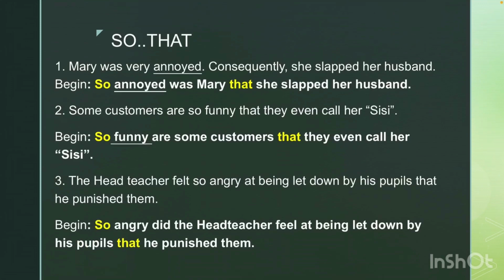So in short here you are going to do an inversion. So annoyed was Mary. Not so annoyed Mary was. It's an inversion. So you are starting from adjective, then you go to the auxiliary verb, then you end with the what? The noun or the subject. So annoyed was Mary. Once you are done with that, that's when you can put the result, that she slapped her husband. So annoyed was Mary that she slapped her husband.